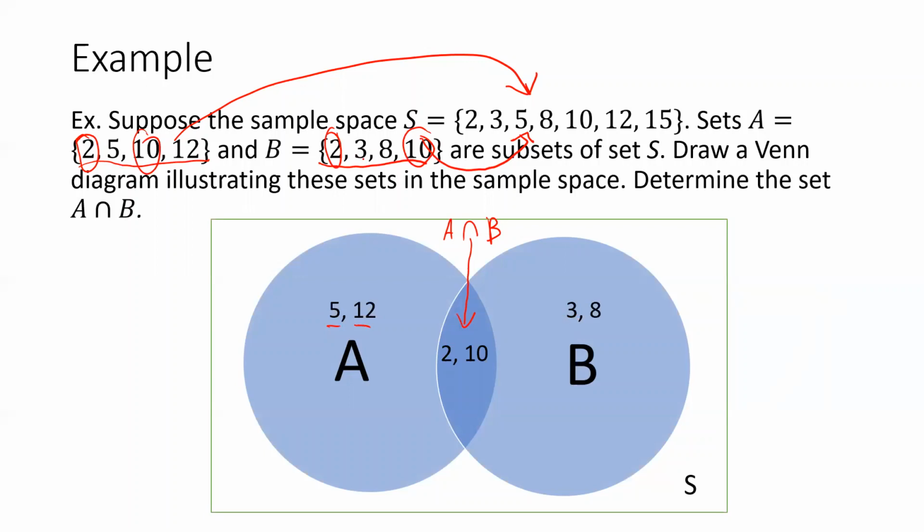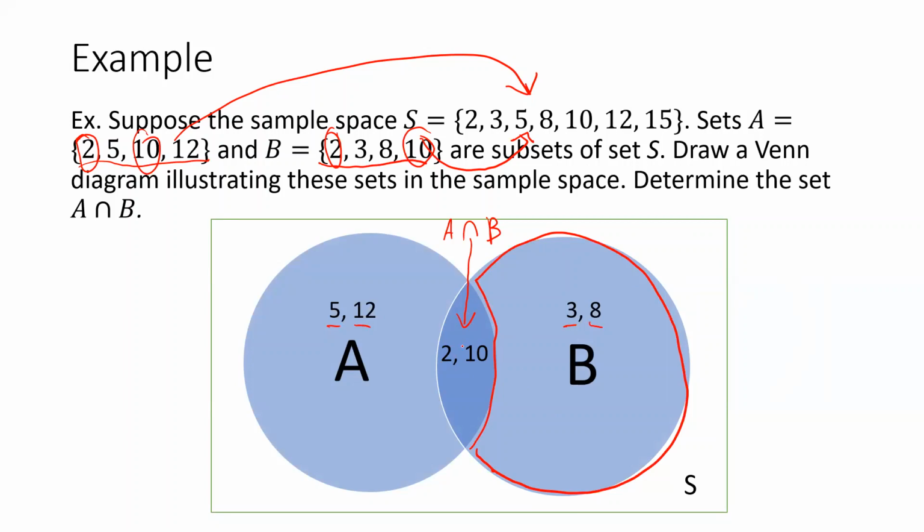We can see here that 3 and 8 are in B, but they're not in A. So because they're in B but not in A, we make sure that we write them in this region that's B, but not including this intersection. So we're just being really careful. And sorry, for some reason, it's not letting me write it there. We're just being really careful to only include it in this region and not in the intersection, okay? So it's in B, but not in A.